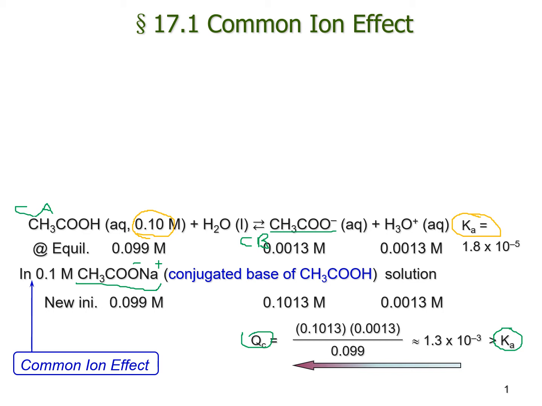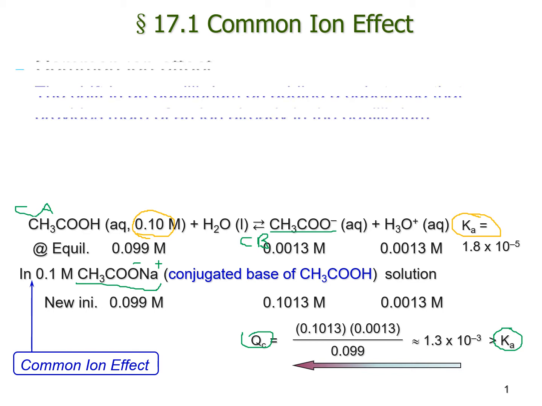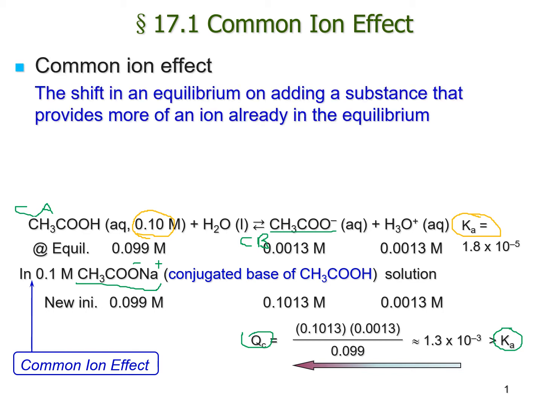This arrow tells us which direction this equilibrium is going to shift. So we understand it's going to shift to the left. This shifting of equilibrium is what we call the common ion effect. The formal definition of the common ion effect is a shift in an equilibrium on adding a substance that provides more of the ion that is already in an equilibrium. This is one of the most important effects that we're going to see in this chapter.